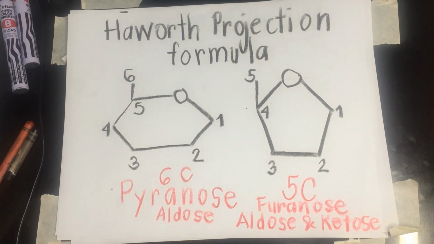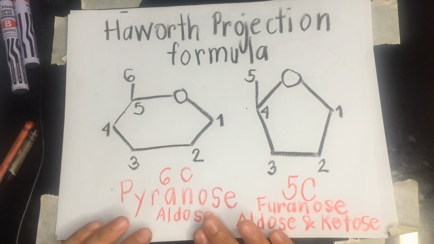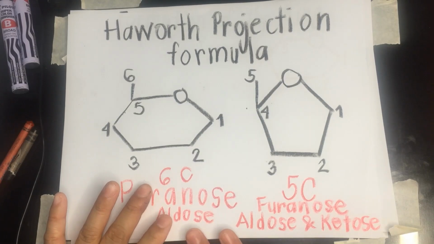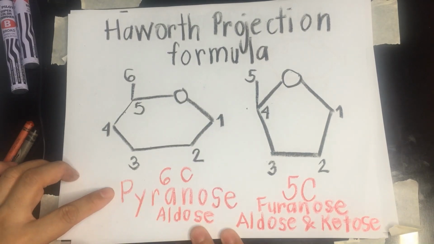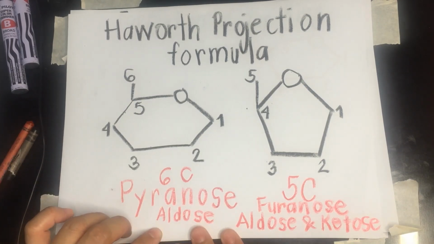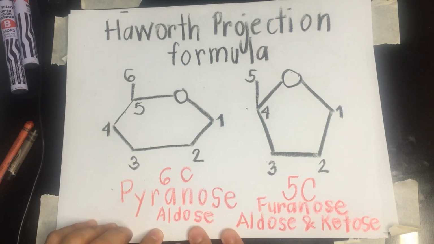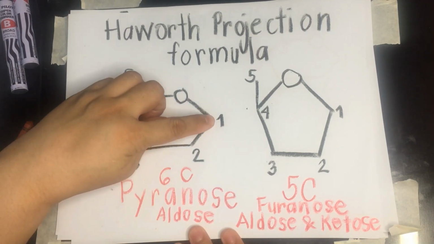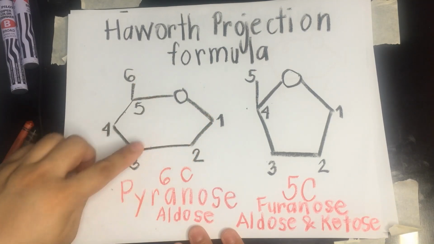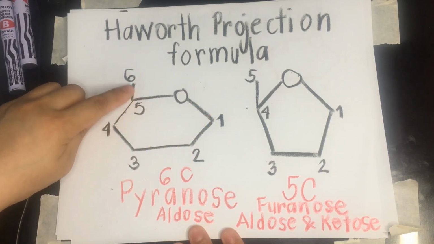Let us now talk about the Haworth projection formula. These are the rings that are being used in the Haworth projection formula. For 6 carbon atoms, we make use of the pyranose ring. These are commonly used by the aldose or aldehyde group sugars. We count the number of carbon atoms: carbon number 1, carbon number 2, 3, 4, 5, and 6.